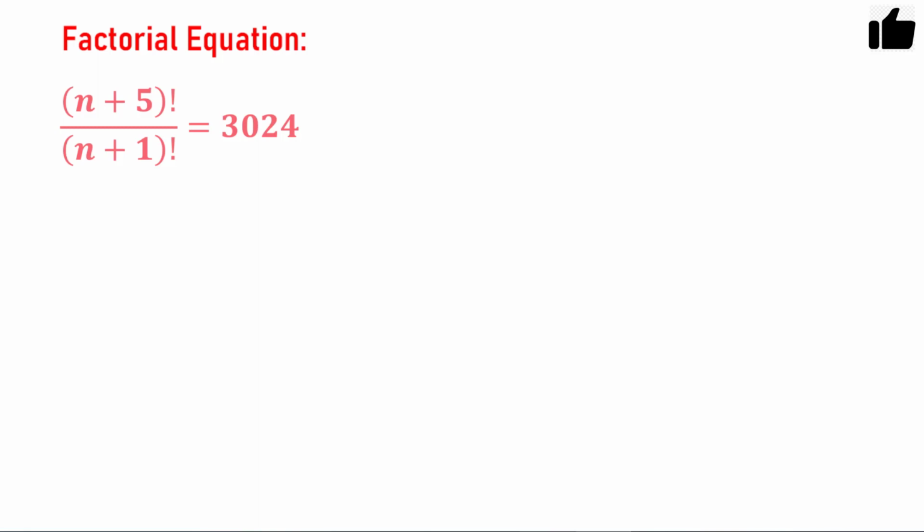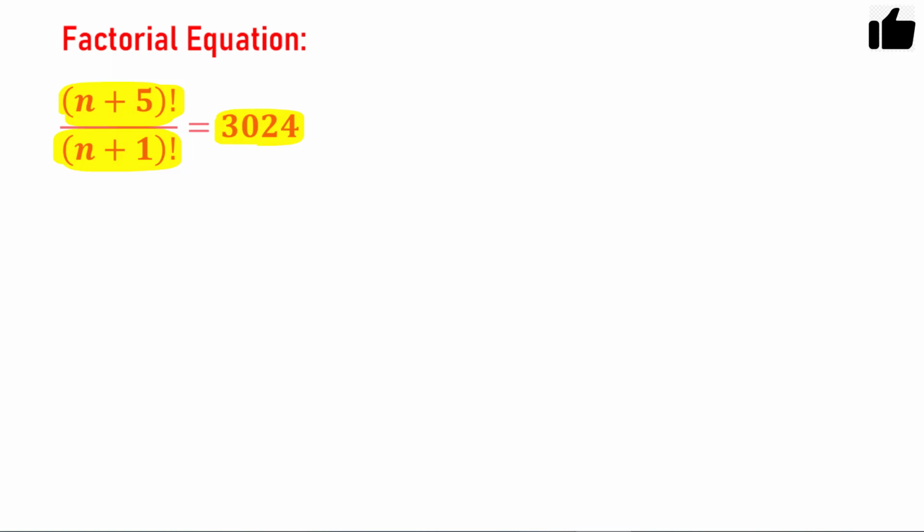Hello friends, in this problem we have to solve a factorial equation and find the value of n. The equation is (n+5)! in the numerator and (n+1)! in the denominator, and this equals 3024. So how will you solve this problem?